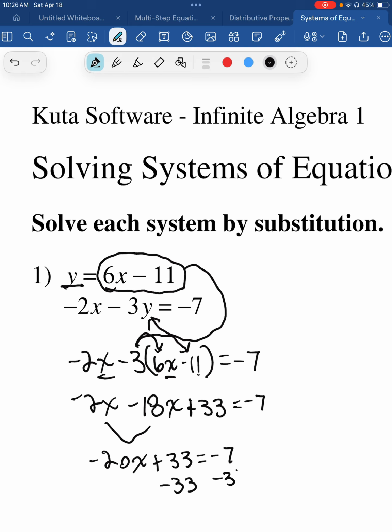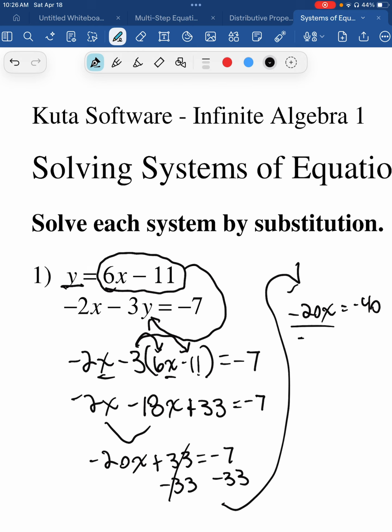Subtracting 33 from both sides allows us to cross off this 33. So now we have negative 20x and a negative 7 minus 33 equals negative 40. Dividing both sides by negative 20, we get x equals a positive 2. But we're not done yet. We just found the x.